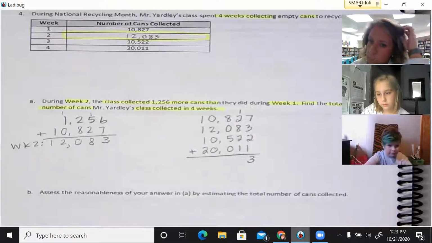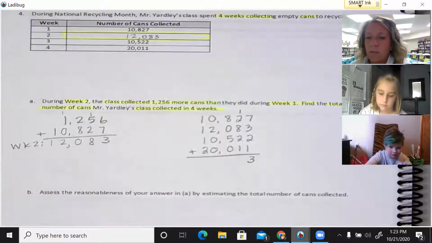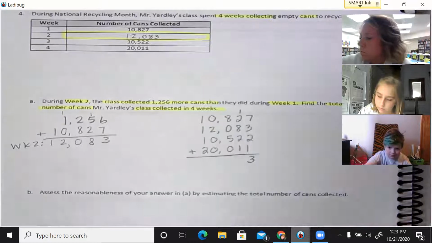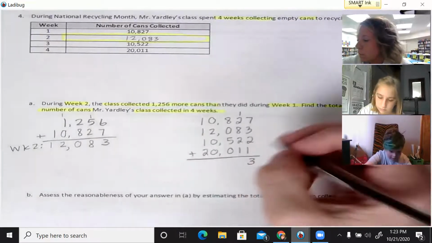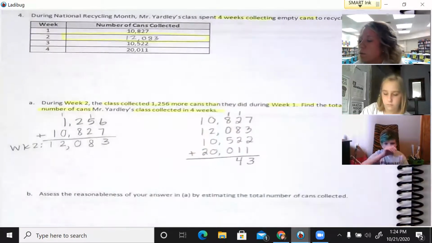1 plus 2 equals 3. Plus 8 is 11. Plus 2 is 15. Plus 1 is 16. 11 plus 2 is 13. 13 plus 1 is 14. Put down the 4, carry the 1. Thank you. Okay, Sophia.